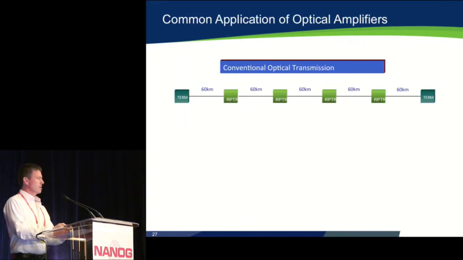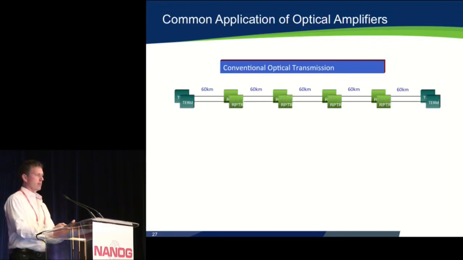So, a common application of amplifiers. In a traditional optical transmission network, you've got a couple of nodes with repeaters. They could be optical repeaters placed every 60 kilometers. And when you introduce a new service or a new increase in bandwidth, you need more regenerators.